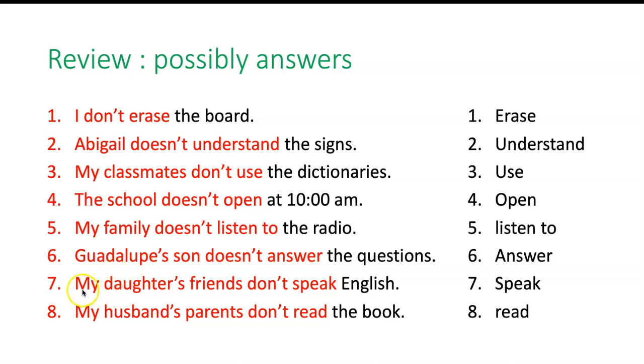Now here. My daughter's friends don't speak English, okay? My daughter's friends don't speak English because they are many friends, maybe 2, 3, 4. So it's they. For they, you have to use don't. Okay? My husband's parents, papá y mamá, too. My husband's parents, padres de mi esposo, okay, don't read the book, because it's two people, it's plural, you have to use don't. So if you have it in this way, good job.